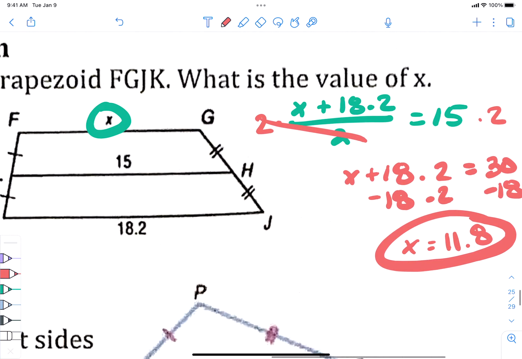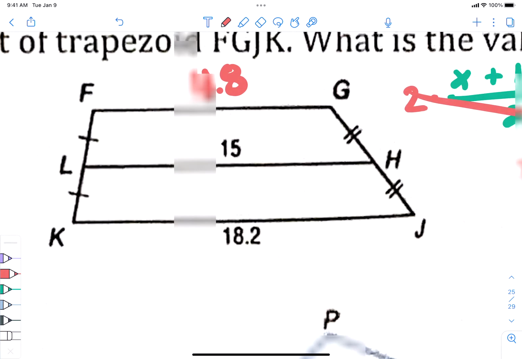Okay, you ready for the shortcut? This one's 11.8, we just said, right? Okay, take a look at this. Ready? 18.2 and 15, how far apart are they?